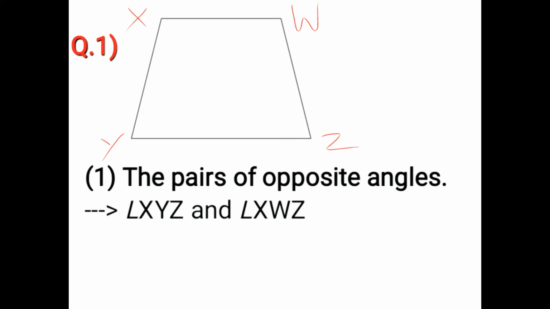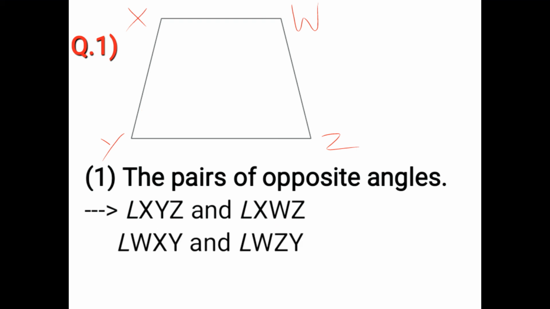Angle XYZ and angle XWZ. Now in this three-letter angle, in angle XYZ the middle letter is Y, and in angle XWZ the middle letter is W. You have to see only the middle letter, which is coming opposite. When you name the angle, the middle letter should be in the opposite way. Angle Y is opposite to angle W. Okay.